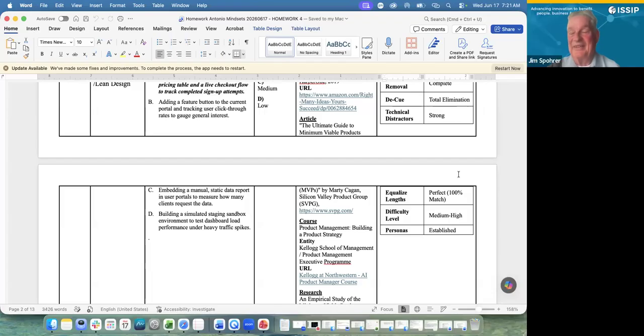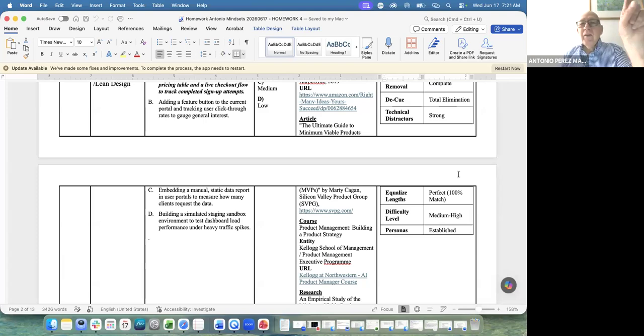Okay, what you see is that the personas are established. You don't need to put this into the question because they are already dealing with the skills.